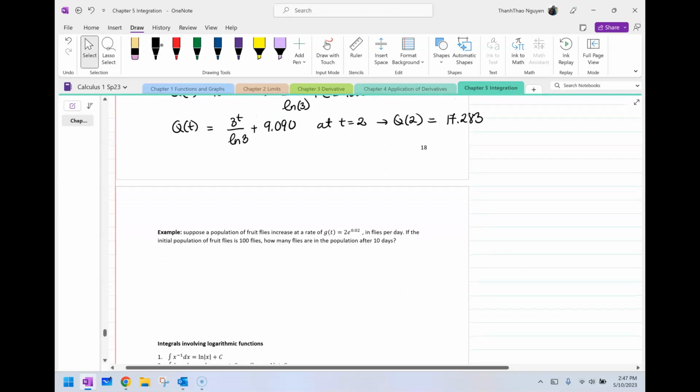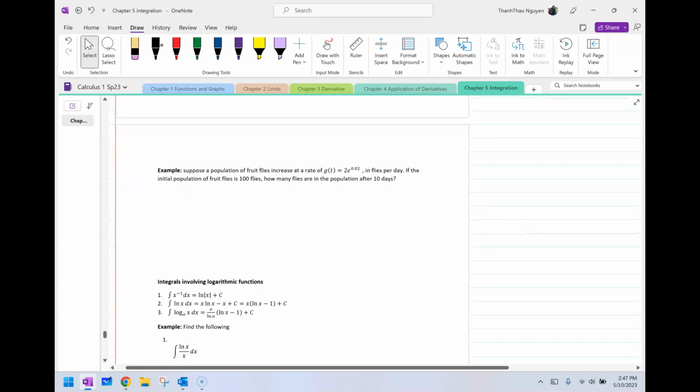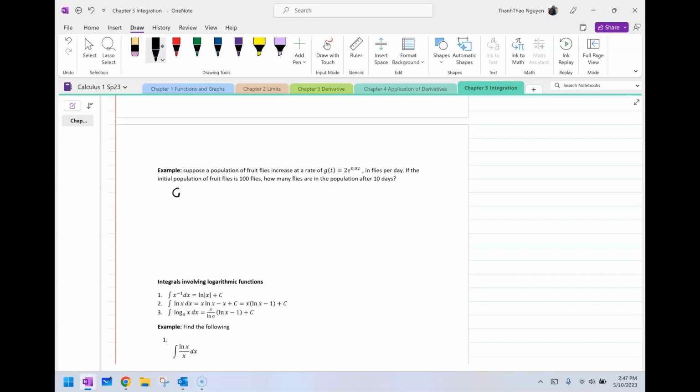Suppose the population of fruit flies is increasing at the rate of g of t equal 2 times e to the 0.02t flies per day. If the initial population of fruit flies is 100, how many flies are there in the population after 10 days? Again, we first need to calculate capital G of t. So G of t is equal to the integral of 2e to the 0.02t dt.